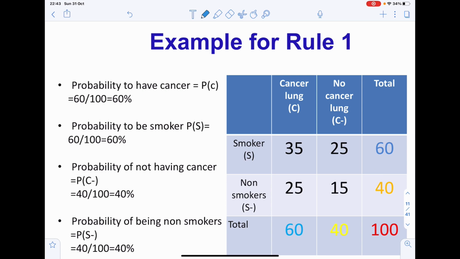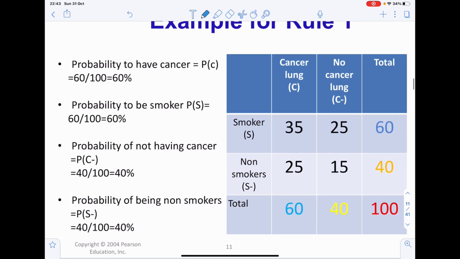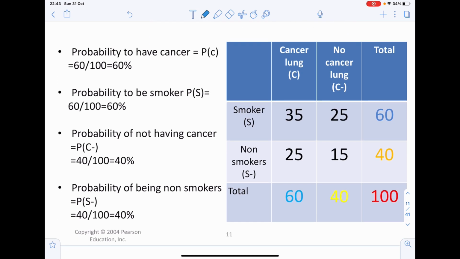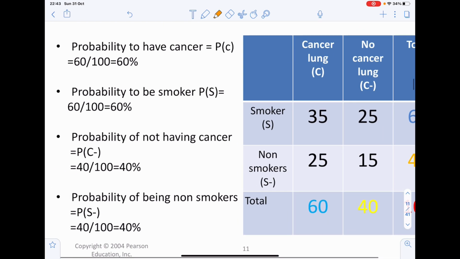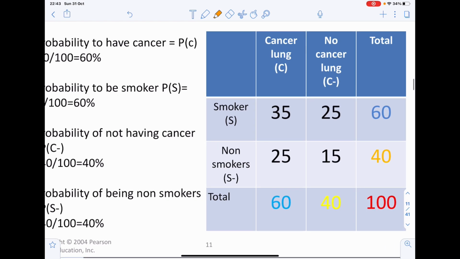Okay, let's see an example for rule 1. We have this table, as you can see here. Before we explain the probability of such things, let's read the table. Here you have lung cancer, which is cancer of the lungs, and here we have no lung cancer.